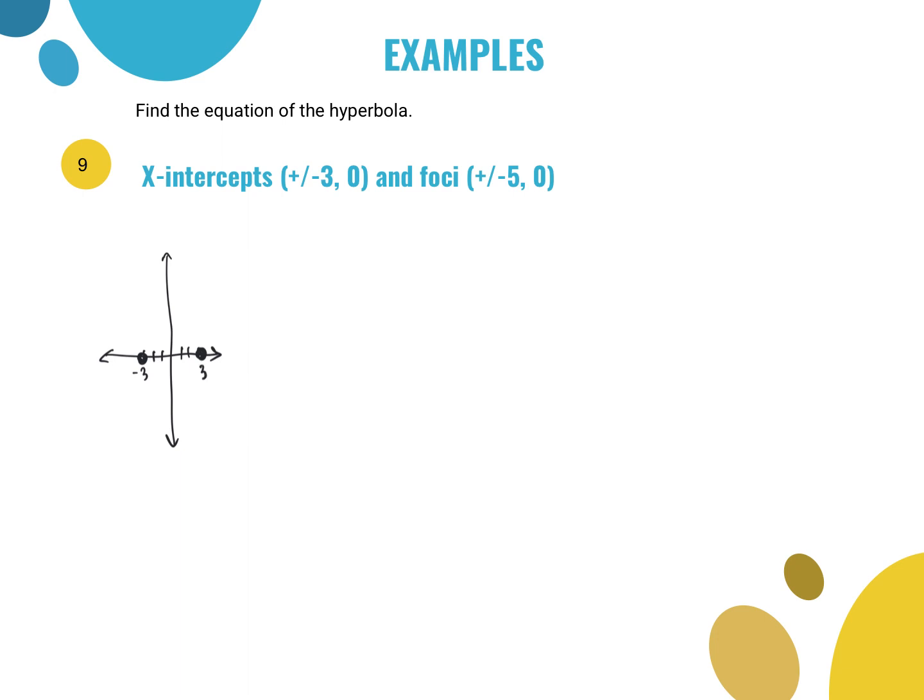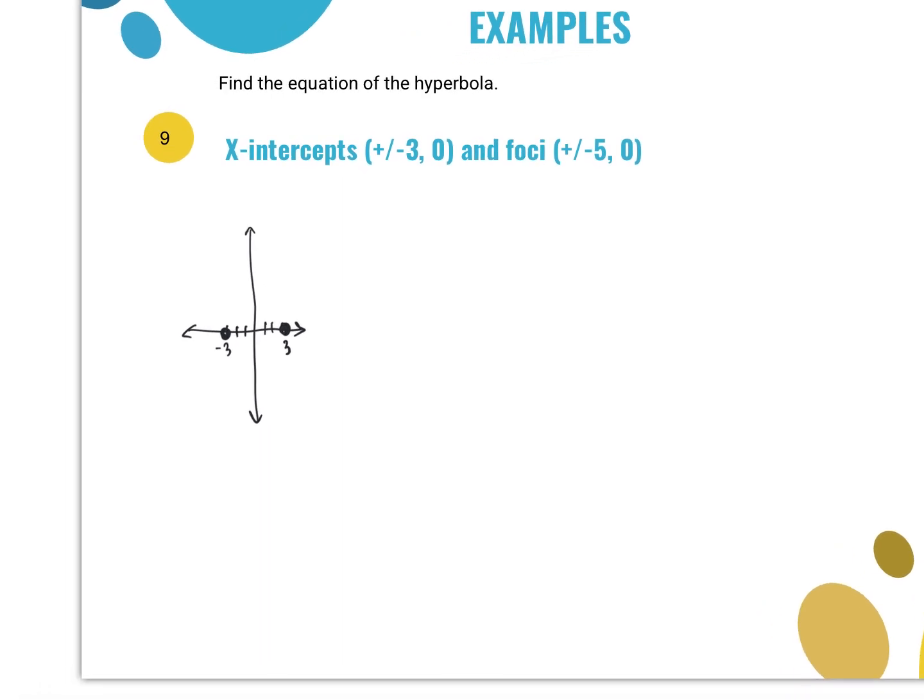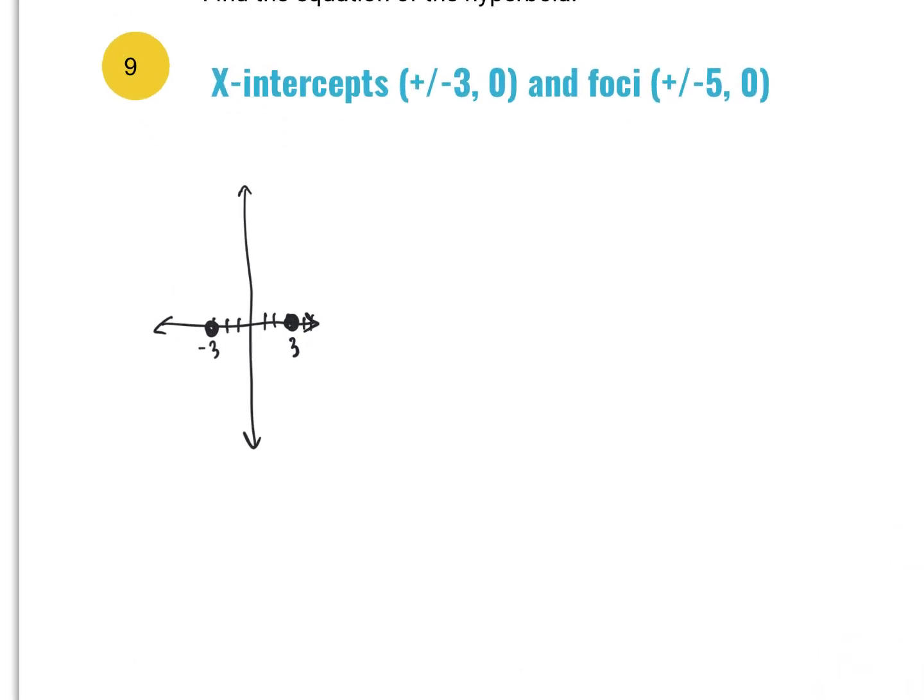I'm assuming that what they're telling me there is that those are the vertices, but I just want to make sure. So let's look at where my foci are. Notice my foci are at (±5, 0). So the foci are at 5 and -5, and I know then that these x-intercepts are my vertices. But I still needed to make sure. My center is the midpoint of those, and that point right there at (0, 0) is my center.